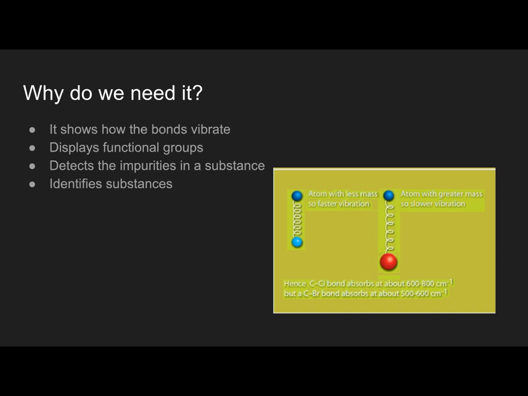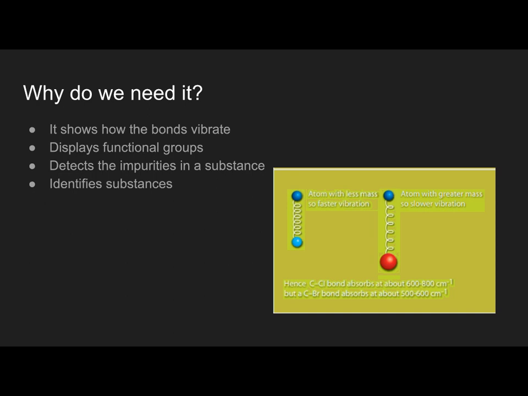Okay, so whenever you send infrared light through any substance, it shows how the bonds vibrate, kind of how Carrington elaborated, and then it displays all of the functional groups. Out of all of these uses, it's most important for detecting impurities, and you can identify any substance with it. So looking at this picture, there are different things you can tell.